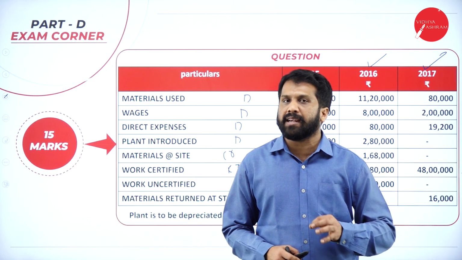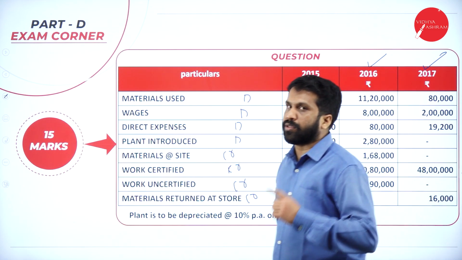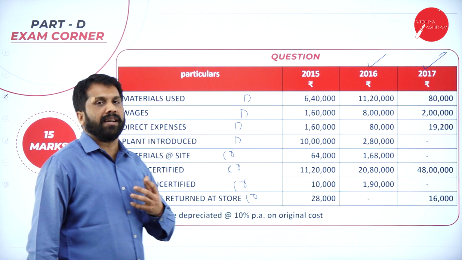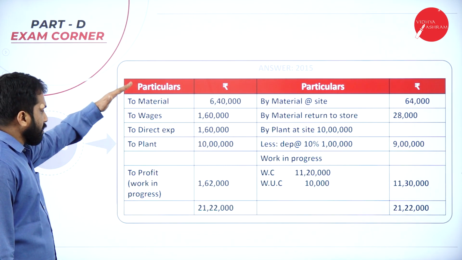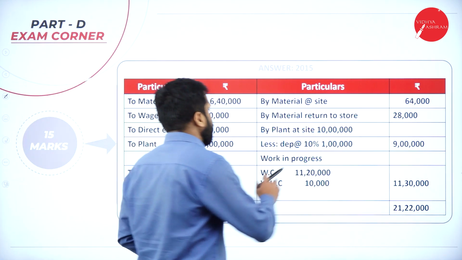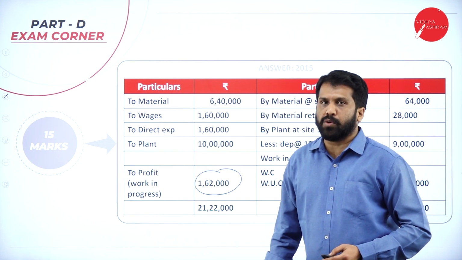Closing plant. Again, I'll repeat. Whatever plant you have taken in the debit side, on credit side also you should consider closing plant. So this for 15, your answer we have done. Everything is filled. You got profit of 1,62,000.